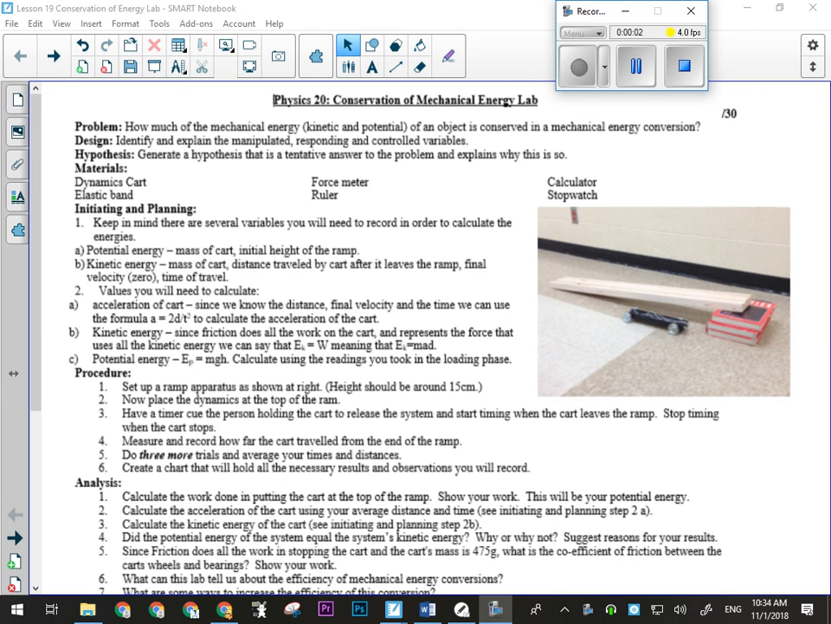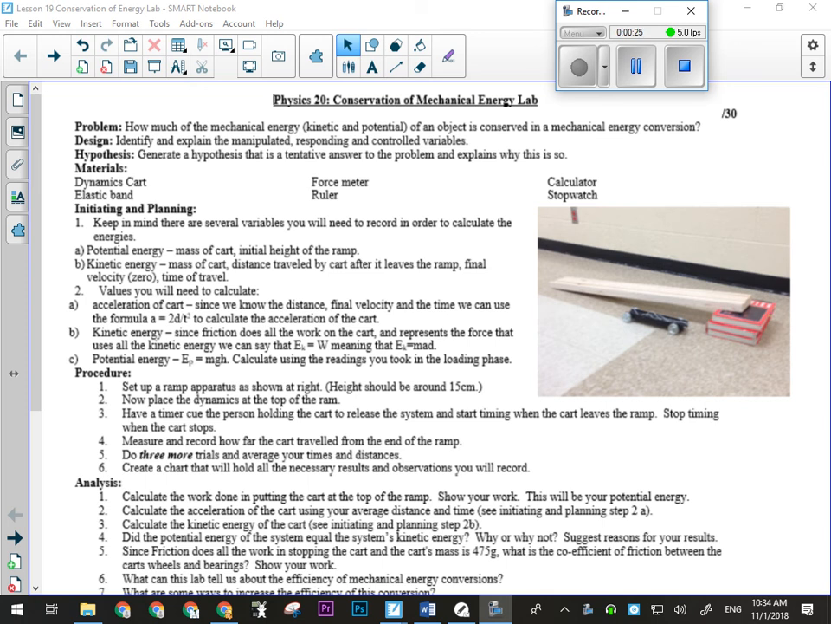So this lab's pretty straightforward. In fact, in Science 10, you may have done a similar procedure to this one. We'll be doing a slightly different analysis than you would have done in Science 10, but essentially the procedure would have been the same. We're going to run this thing down a ramp, and we're going to measure how far it travels after the bottom of the ramp, and we'll be able to determine from that how much kinetic energy it had at the bottom of the ramp.